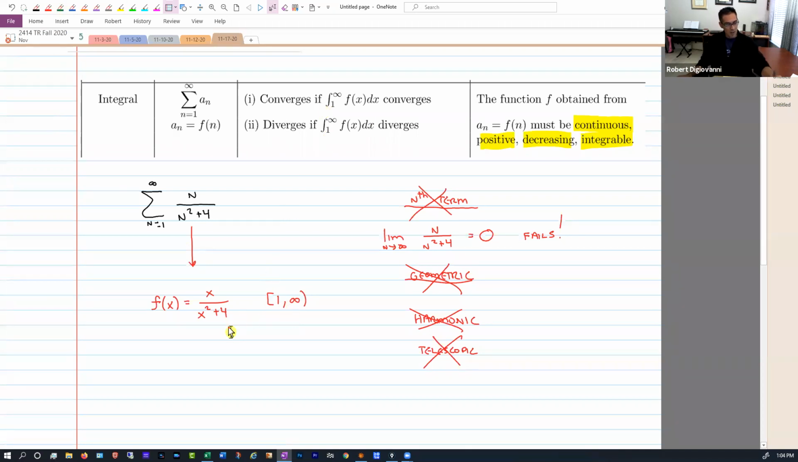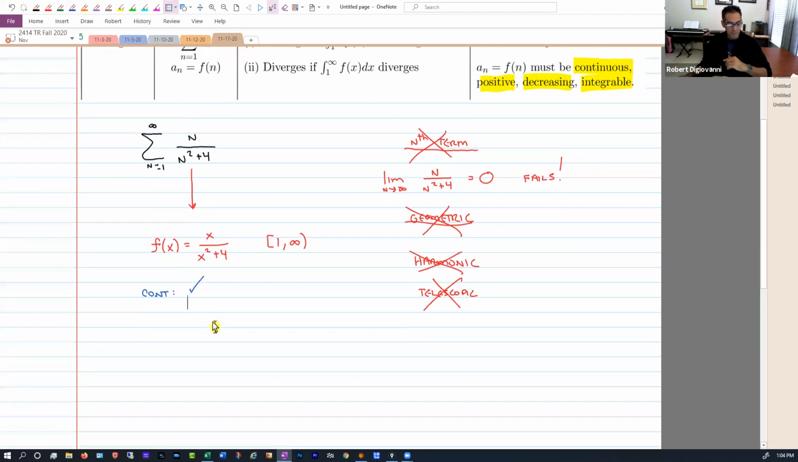So if we look at this, let's check for continuity. Is it continuous? Well, yes, because there's nothing that makes this thing undefined. We never get division by 0. We never get square roots of negatives or anything like that. So it should be continuous everywhere.